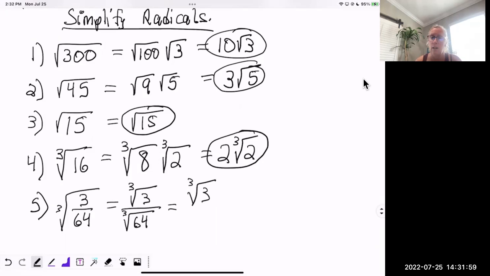Don't think it equals 1. It's not. It's a number that multiplies 3 times to be 3, and there isn't any. But the third root of 64, 4 times 4 times 4 is 64. So it would break down to the cube root of 3 divided by 4. And that only happened because we broke it into 2 pieces.